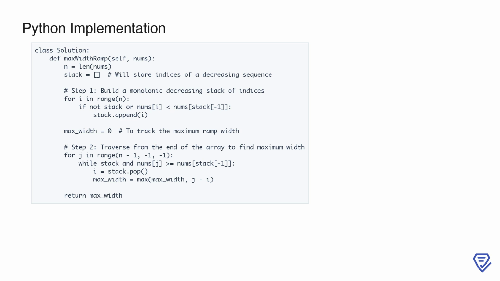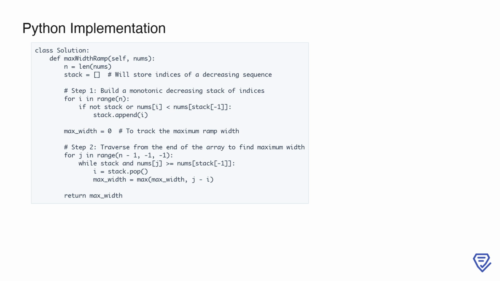3. Step 2. Find the maximum width ramp. Traverse the array from right to left, j ranges from n-1 to 0. For each index j, check the top of the stack. If nums[j] >= nums[stack[-1]], it means we have found a valid ramp. Pop the index i from the stack and calculate the width j - i. Update max_width if this width is larger than the current max_width. Continue this process until the stack is empty or no valid ramps can be formed. 4. Return the result. The variable max_width holds the maximum width of any ramp found and is returned as the result.